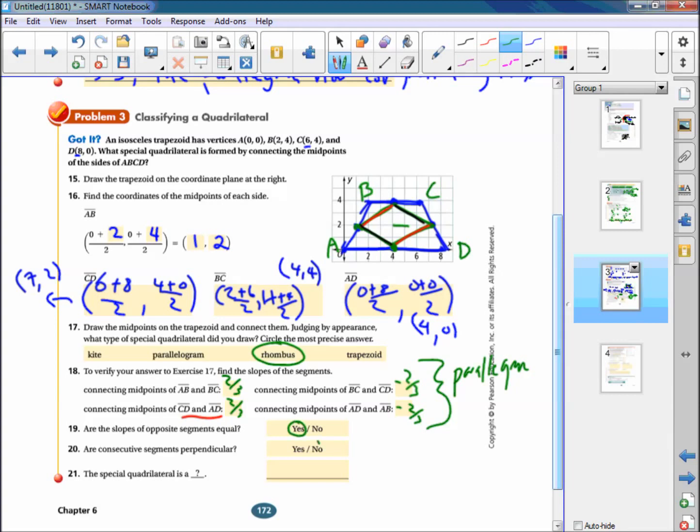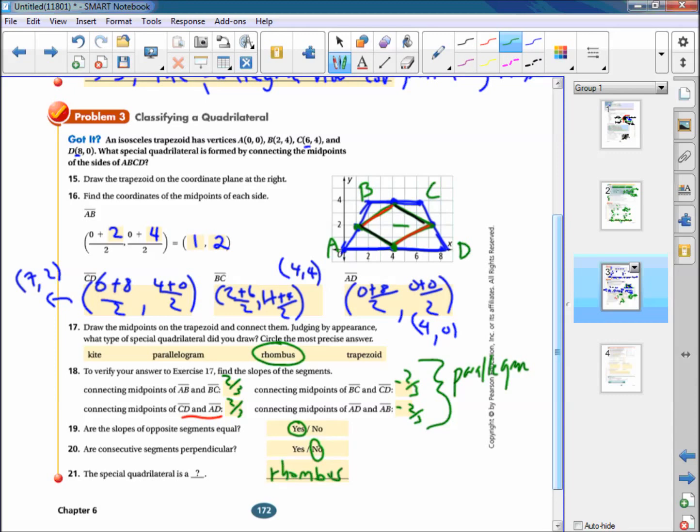Are the consecutive segments perpendicular to each other? So are the consecutive segments perpendicular? No, those definitely don't form right angles in there. So this is no. So we are not going to have a rectangle or a square. So the special quadrilateral is going to be what? Let's see. We're going to say rhombus.